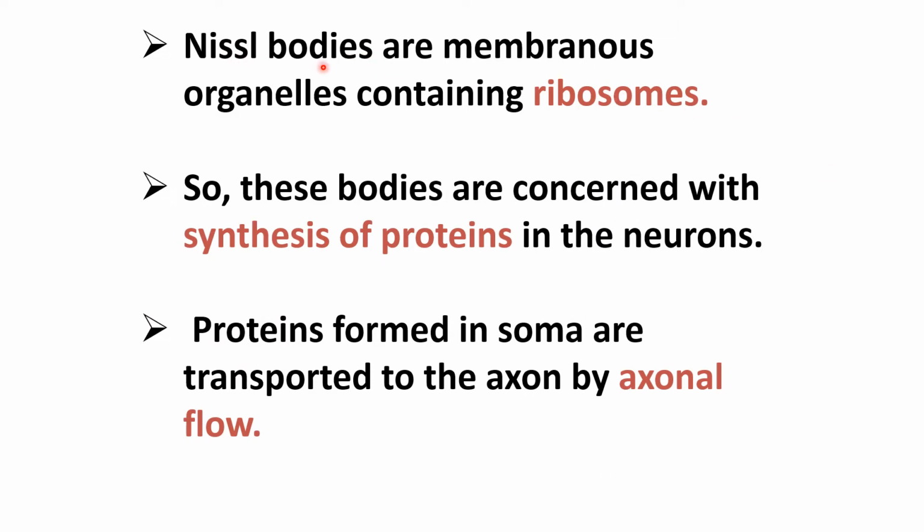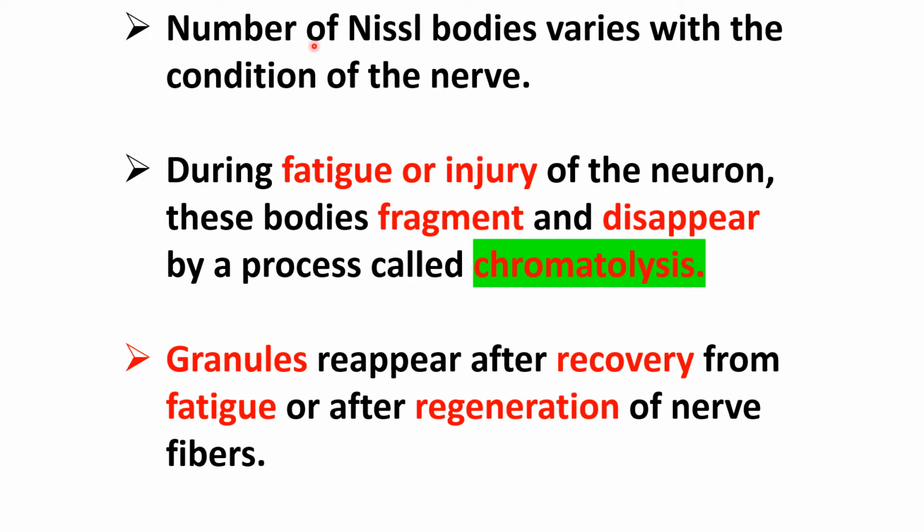Nissl bodies are membranous structures that contain ribosomes. Ribosomes are concerned with the synthesis of proteins in the neuron, and proteins that are formed in the nerve cell body or soma are transported to the axon by axonal flow. The number of Nissl bodies varies with the condition of the nerve. During fatigue or injury of the neuron, these bodies fragment and disappear by a process called chromatolysis.